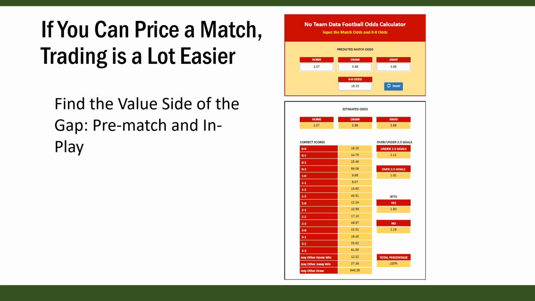So once you've tested the calculator pre-match, you can test the calculator in play. There are often big gaps in the current score market in play. Remember that the odds must be 0-0 for this calculator to work. In addition, you have to input the current in-play match odds and 0-0 odds.